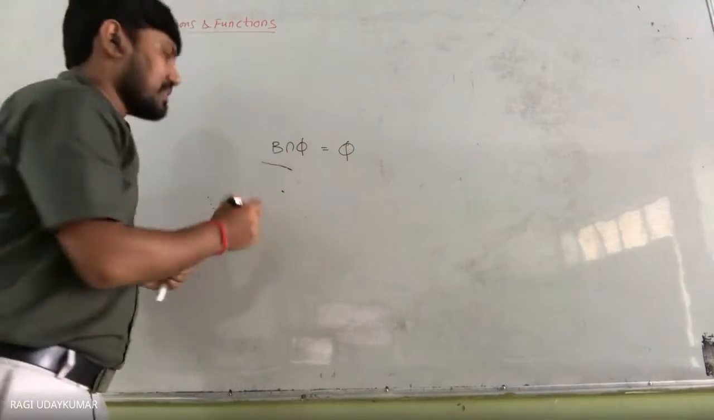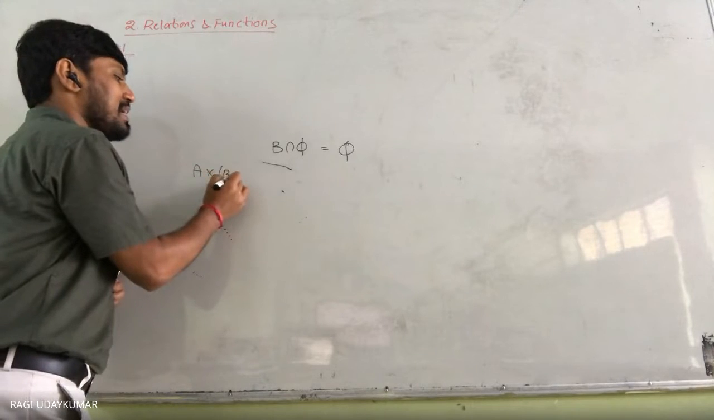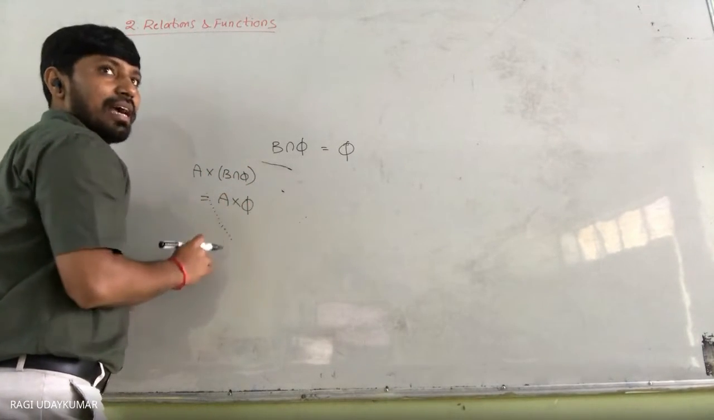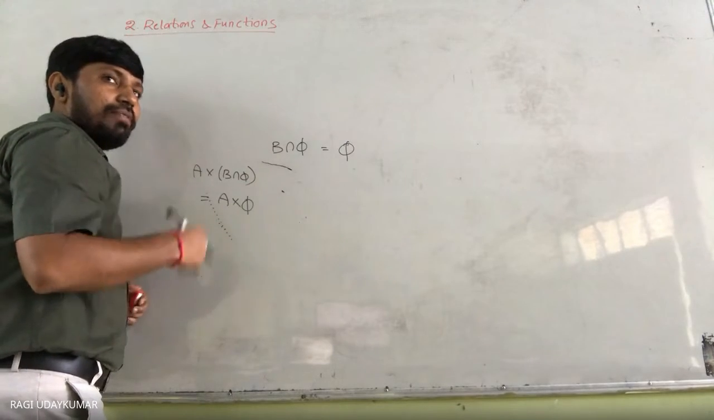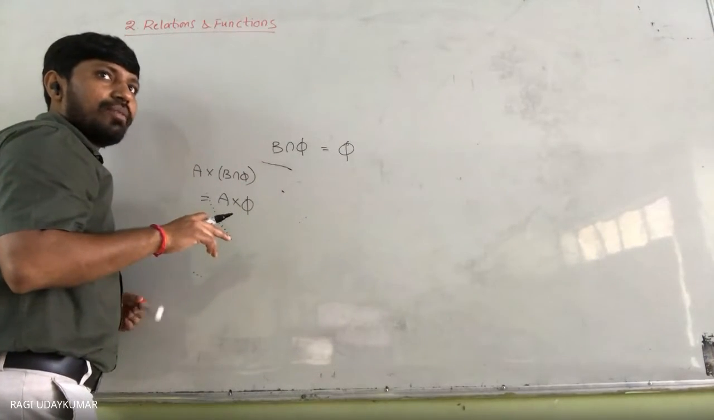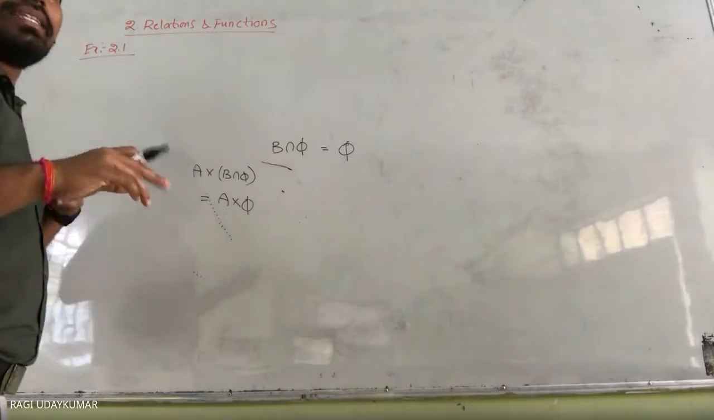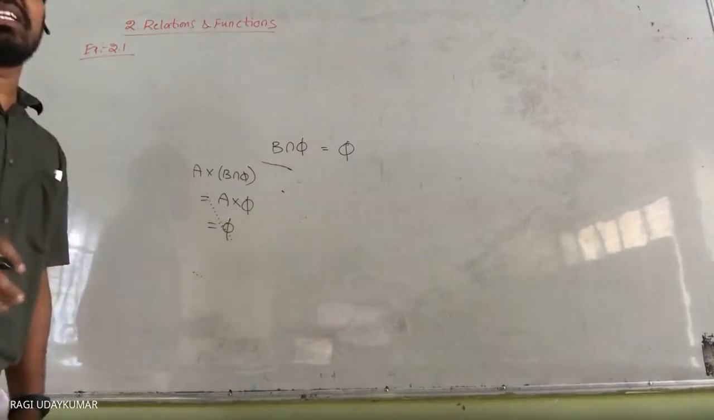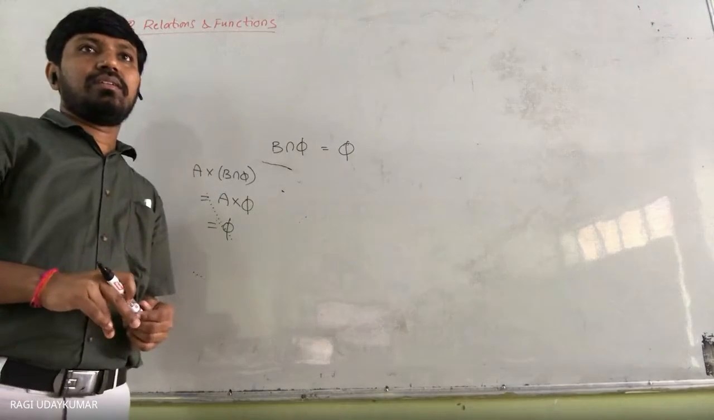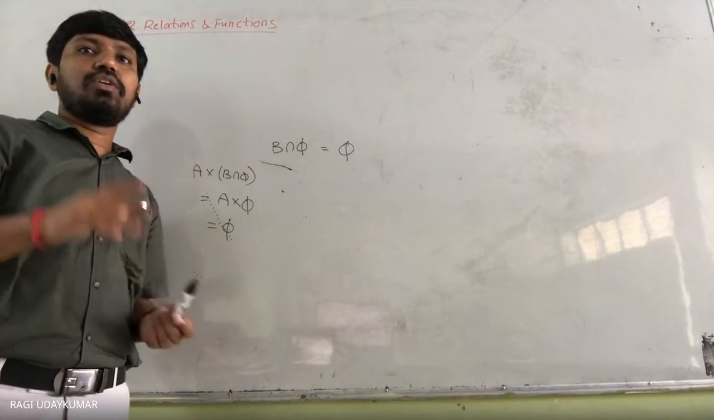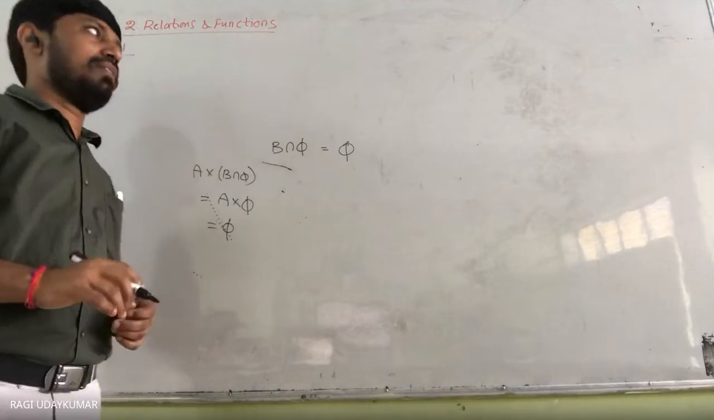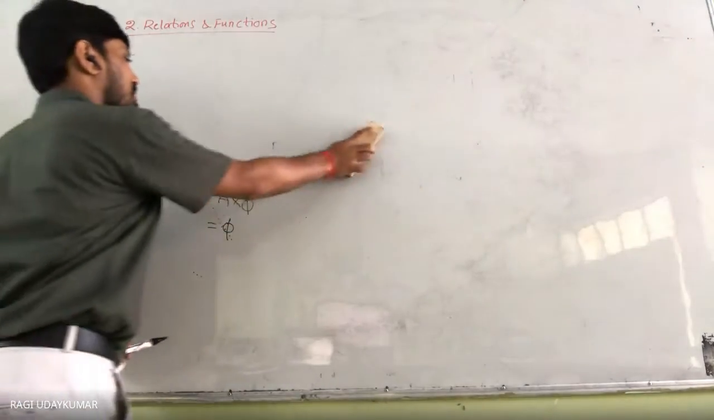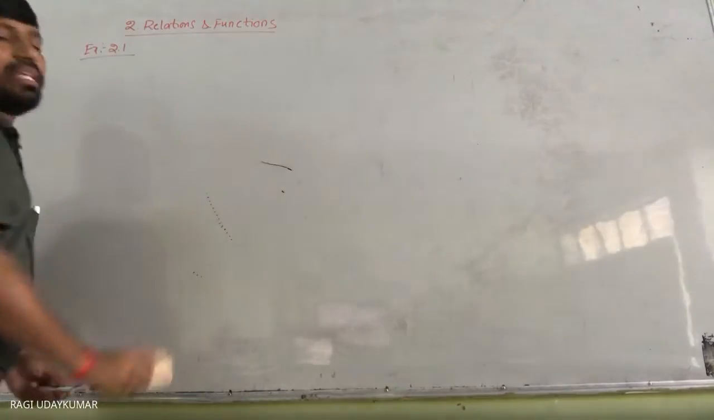Now what is the question asking you? A cross B intersection phi is equal to A cross phi. Already we have learned that if one of the two sets is an empty set, then the Cartesian product of the two sets is also an empty set. So the third statement is right. The fifth one is given to you. A is given as minus 1, 1. Simple questions only. All these questions are not very complicated. They are very simple here.